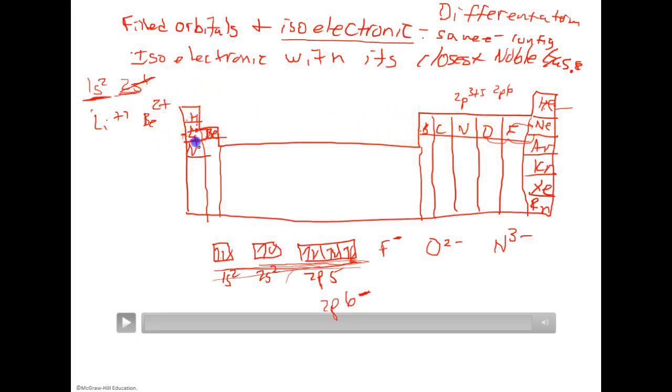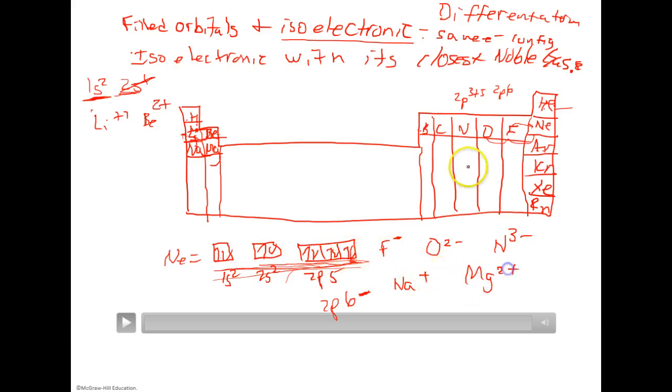Sodium is right here, and magnesium, that's correct. Sodium could be like argon, or it could be like neon. It's in between neon and argon. If it loses 1 electron, it's like neon. If it gains 7, it's going to be like argon. Losing 1 sounds a lot easier. So sodium is going to have the same electron configuration as neon. So sodium plus is also isoelectronic with neon.